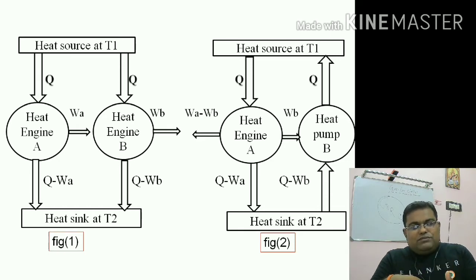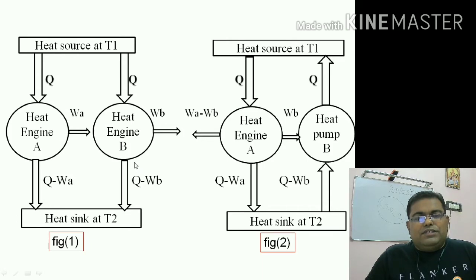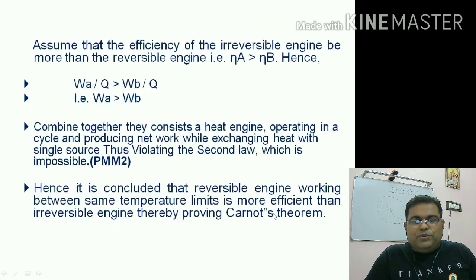So the assumption which we made earlier, that heat engine A has higher efficiency than heat engine B, is wrong. From here we can prove that none of the actual heat engines will have a higher efficiency compared to a reversible heat engine. So a reversible heat engine will have the highest possible efficiency compared to an actual engine. This is a very simple thing. When they are combined, they will be producing some work while exchanging heat with a single reservoir. So this became the PMM2.